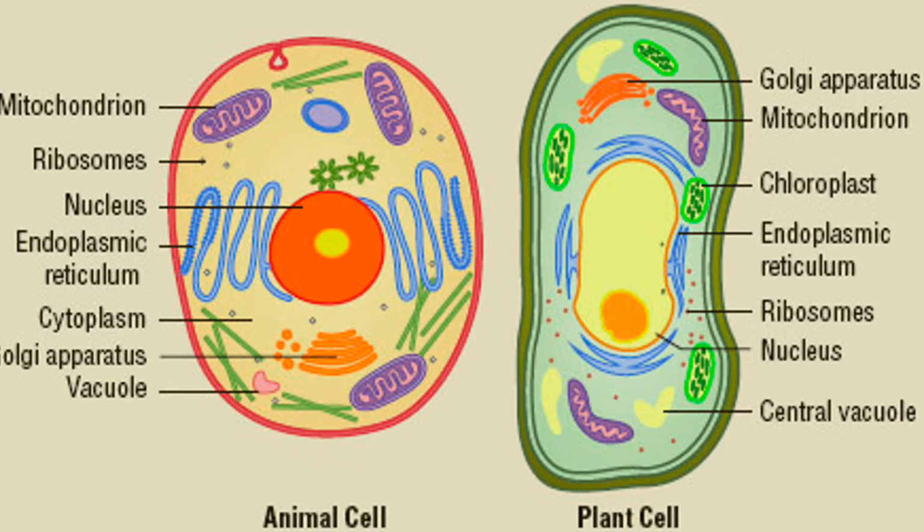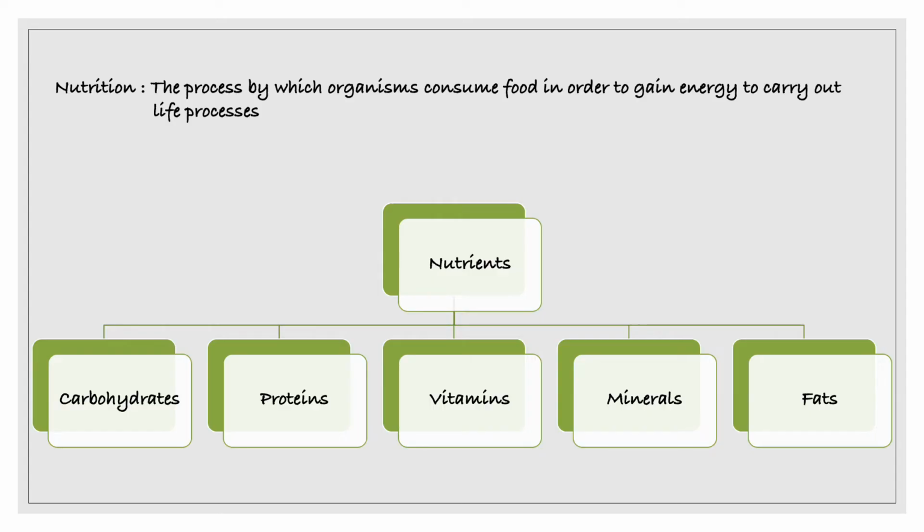And what is it in the food that gives us energy? It is the nutrients. Nutrients are the substances present in food which when we eat give us energy, or which help us carry out life processes. Nutrition is the process by which organisms consume food in order to gain energy to carry out life processes. In order to live, to grow, and to repair worn parts of the body, we need energy, and we get this energy from the food we eat because the food is rich with nutrients. The main nutrients are carbohydrates, proteins, vitamins, minerals, and fats. It's because of the nutrients in the food that we are able to live and grow.